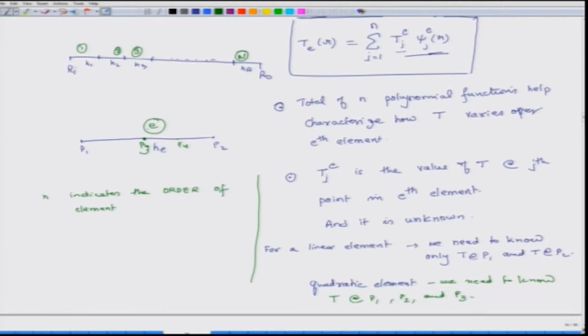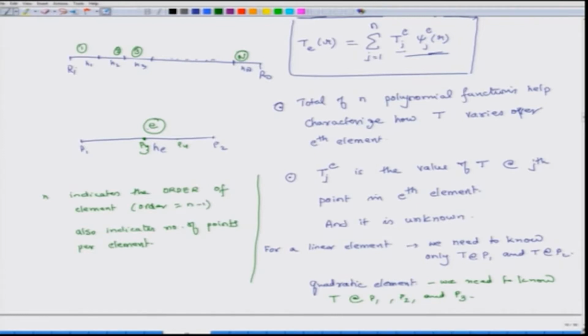Agreed? If it is a quadratic element, then n indicates the order of elements, and it also indicates the number of points per element. So, if it is a linear element, then n will be 2, so n is not exactly the order. So the order will be n minus 1, order is equal to n minus 1, right.